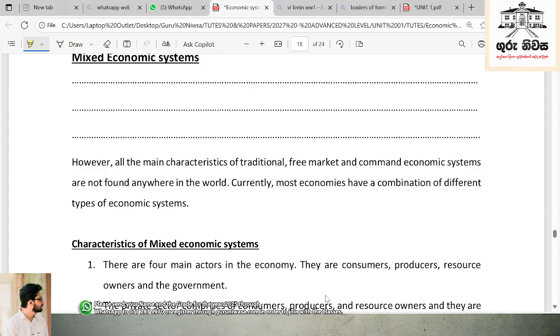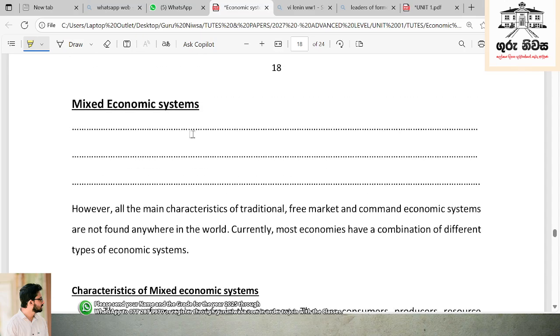Mixed economic system means the combination of price mechanism and planning mechanism. In a free market, we know that the price mechanism is used to solve basic economic problems. In a planned or command economic system, they use the planning mechanism. Mixed means both. Simple. Put a star mark and write down mixed economic system.